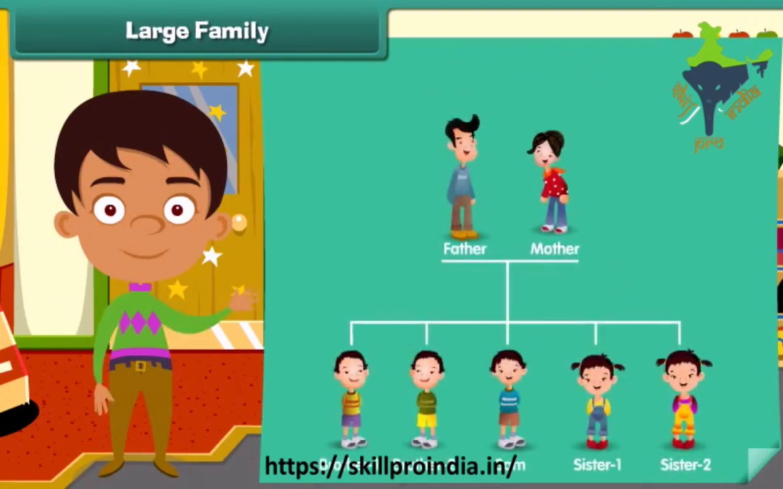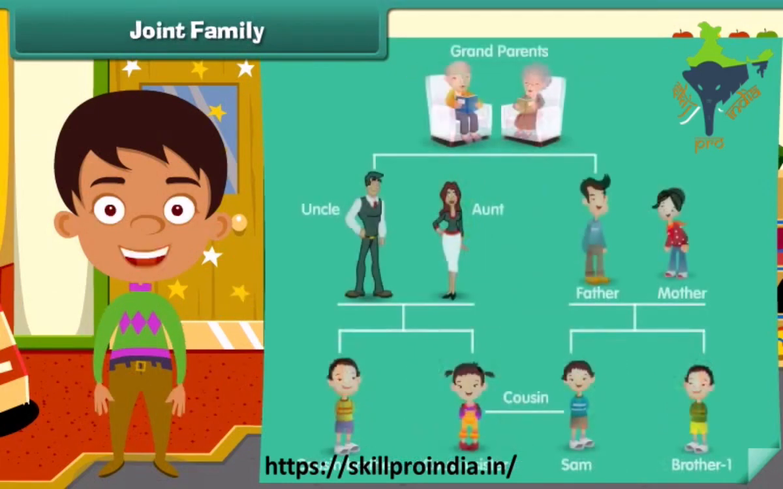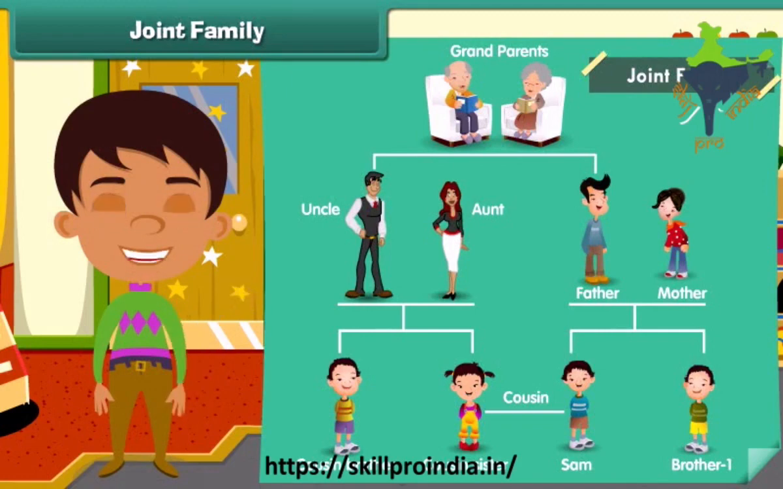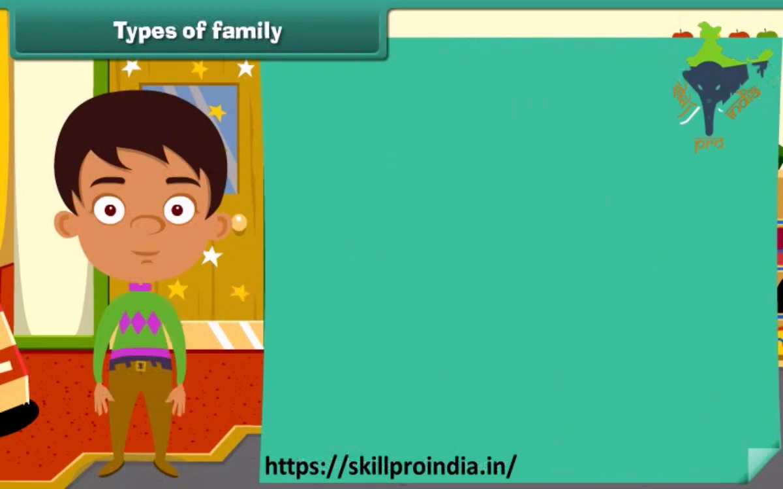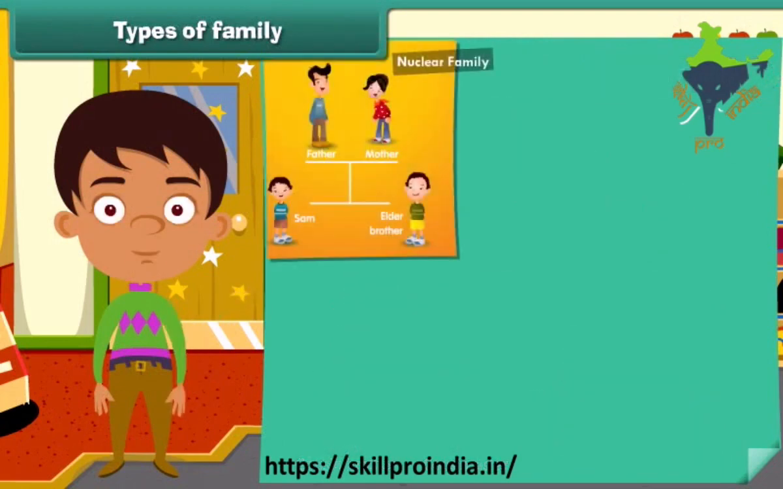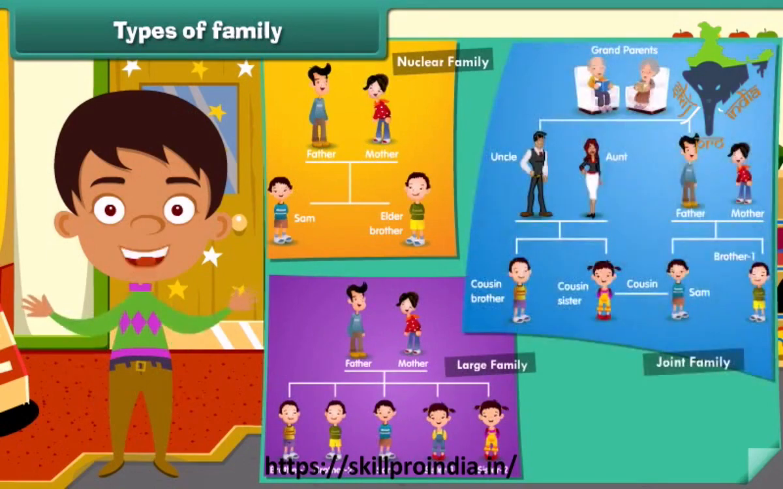Now look at this family chart. What do you notice? We notice that the parents with more than 2 children form a large family. Do you know what a joint family is? In a joint family, grandparents, uncles, aunts, and cousins all live together with the parents and children of a nuclear family. So now you are able to identify whether it is a nuclear family, a large family, or a joint family.